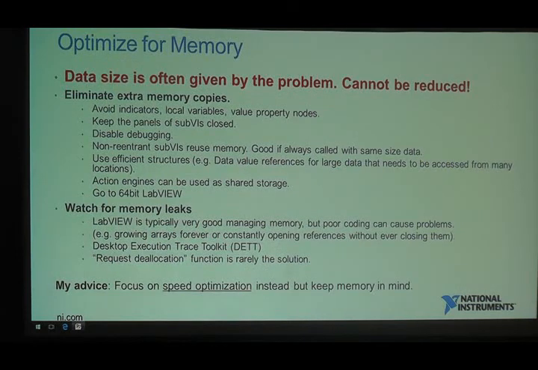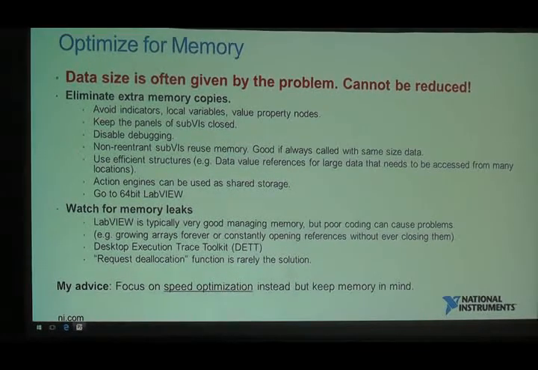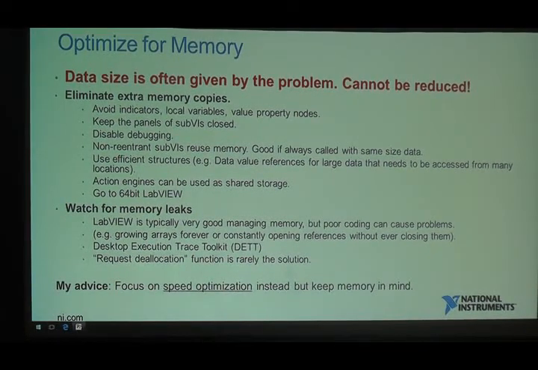Yeah. Now we talk about optimizing for memory. The data size is often given by the problem, so we cannot reduce it, right? So we just want to make sure we eliminate extra memory copies. Avoid indicators, local variables, value property nodes. All these have extra buffers. Make sure the panels of the sub-VIs are closed. Disable debugging. Non-reentrant sub-VIs reuse memory. So if you keep calling with about the same amount of memory, they hold on to that and reuse it, and it's very efficient. Make sure you use efficient structures.